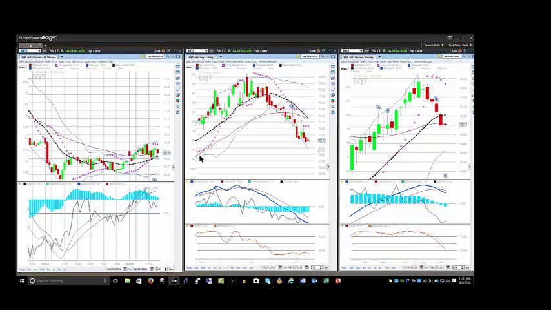What I normally have is three setups similar to this, and I normally have the dailies, weeklies, and monthlies. But since the monthlies are so far out, and I'm operating only in the moment these days, I've changed it to include the 10 minute. So each bar on here represents a 10 minute progression.